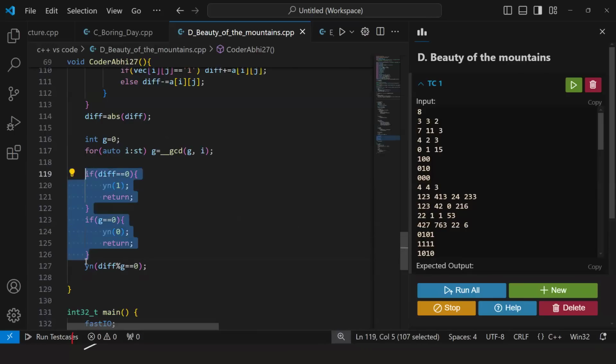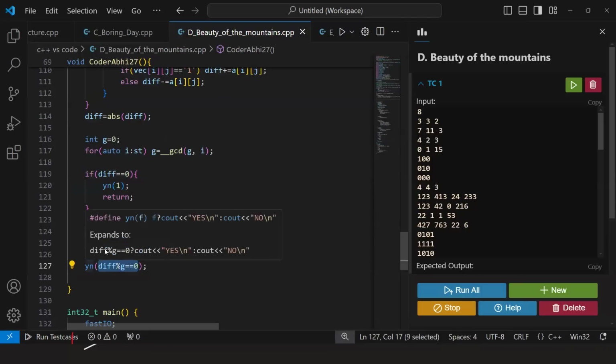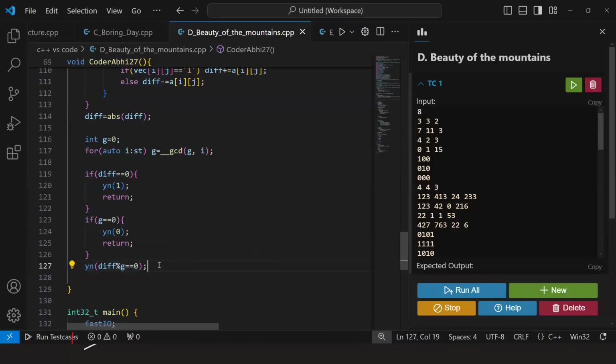And now for the remaining cases, we would just check if the difference modulo GCD is 0, we would print a yes, otherwise a no. Simple. So is the problem clear, code clear, everything clear?